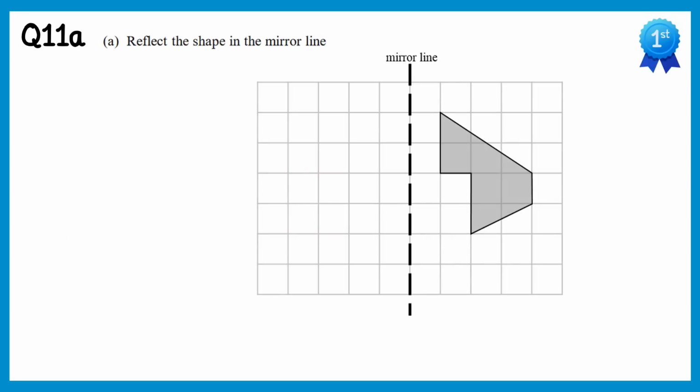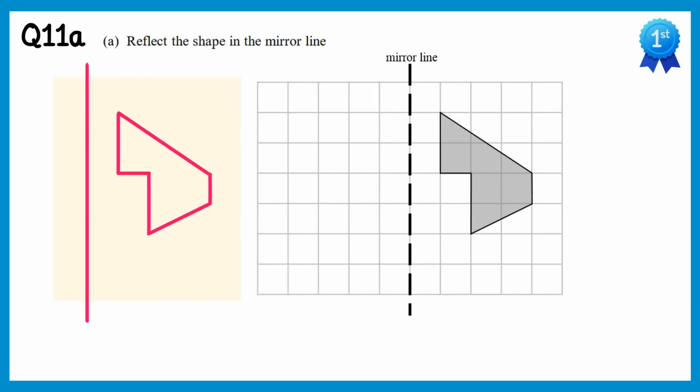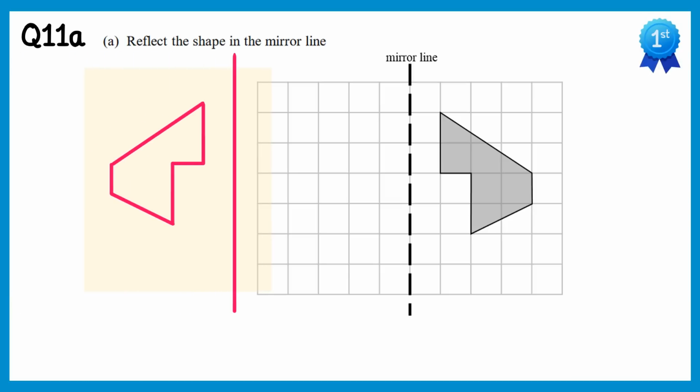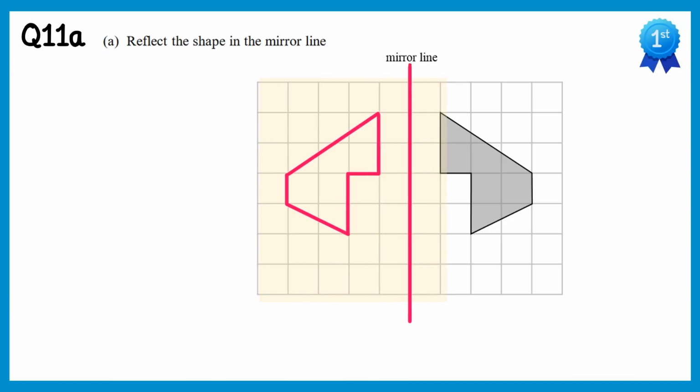For this question, I need to reflect this shape. To do so, I'll take some tracing paper. I'll then trace around the shape. I'll then draw the mirror line. I can then take the tracing paper, flip it over, and then line up the mirror line again, and draw where the shape should be.